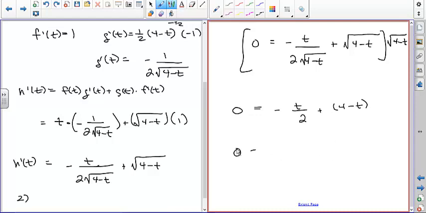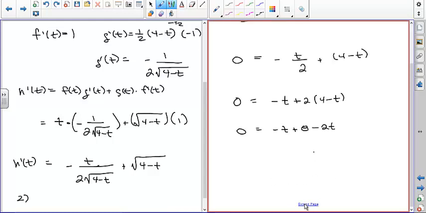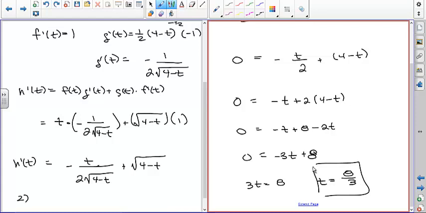And I could multiply both sides by 2. That would give me negative t plus 2 times 4 minus t. And then I multiply everything out. Negative t plus 8 minus 2t. So I get negative 3t plus 8 equals 0. 3t equals 8. t equals 8/3. Okay, so that's me solving for the values of t where the derivative is 0.